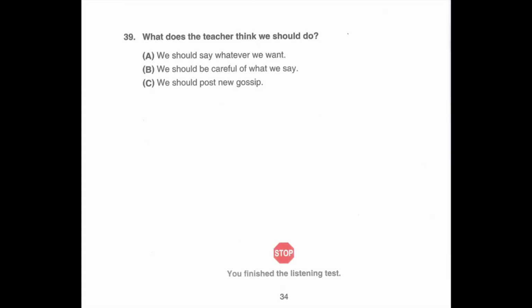Number 39. What does the teacher think we should do? A. We should say whatever we want. B. We should be careful of what we say. C. We should post new gossip.